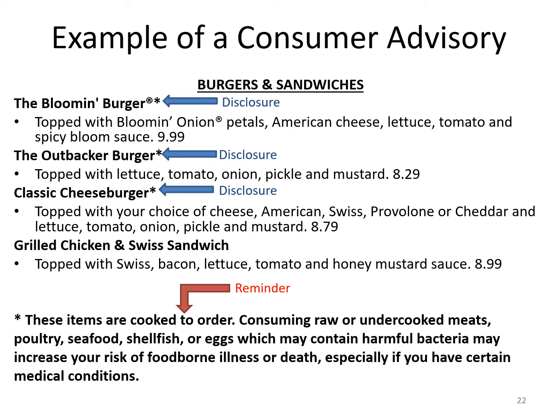The wording in this statement is fairly common and quite compelling, as it informs the consumer that consuming raw or undercooked meats, poultry, seafood, shellfish, or eggs, which may contain harmful bacteria, may increase your risk of foodborne illness or death, especially if you have certain medical conditions.